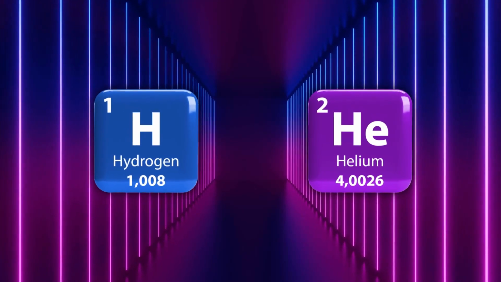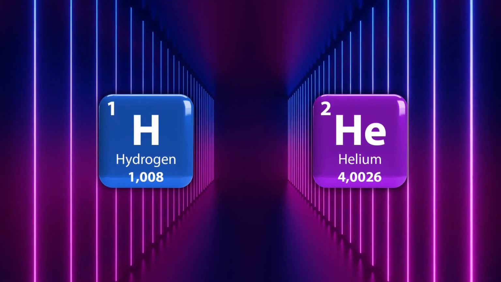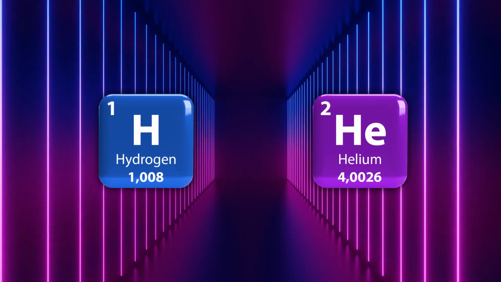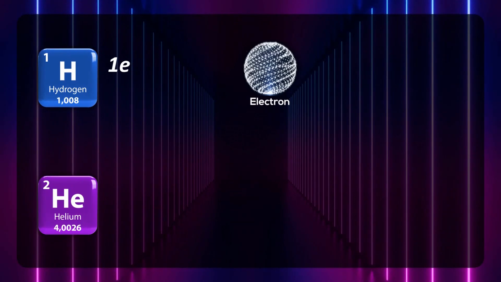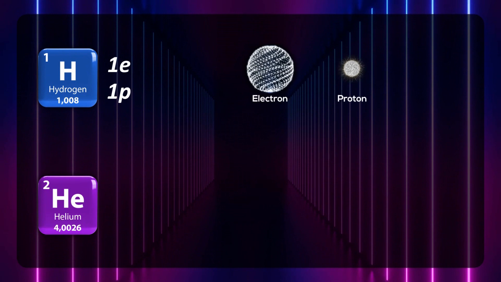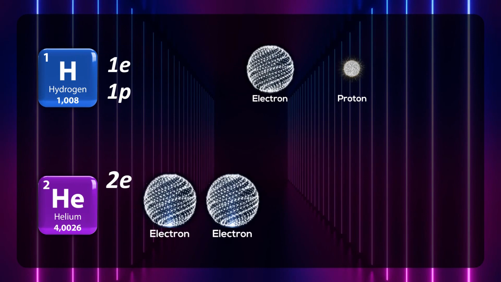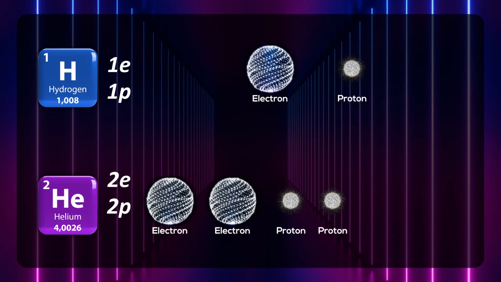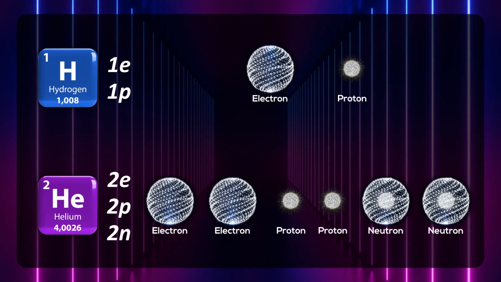Now we check the reaction of helium production from hydrogen. As we know, more than 99.9% of the available hydrogen atoms have only one electron and one proton. And 99.9% of helium atoms have two electrons, two protons, and two neutrons.